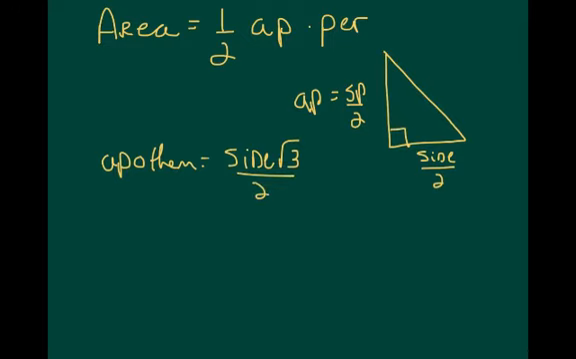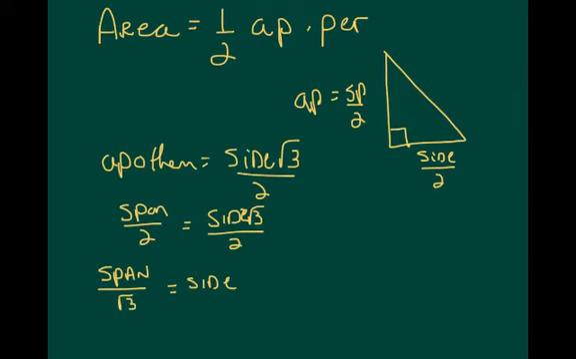But now we're saying that in terms of the span, the apothem equals span over 2, and so that equals the side root 3 over 2. So let's solve for what this side would be in terms of the span. So if I simplify, the 2's will cancel out, and I will get the side equaling the span over root 3, which, if restated, means that the side equals span root 3 over 3.